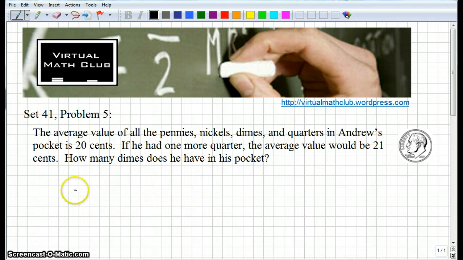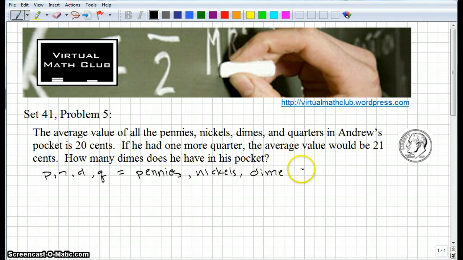Alright, well, let's just write down what we know. I'm going to use some variables: P for penny, N for nickels, D for dime, and Q for quarters. That's equal to the number of pennies, the number of nickels, the number of dimes, and the number of quarters.